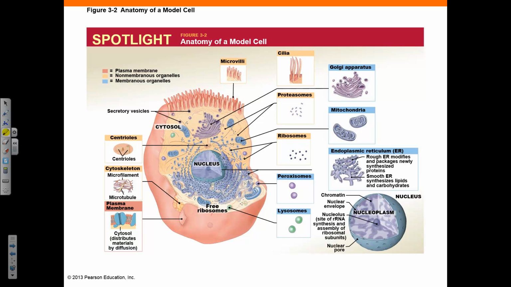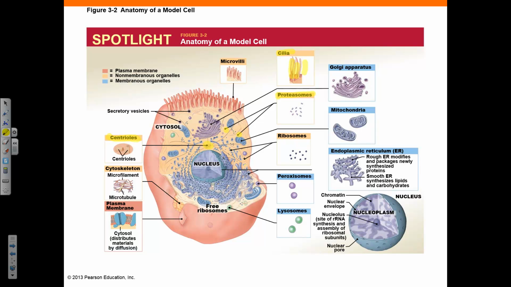The centrioles, seen here, play a role in the movement of chromosomes during cellular division. The cilia are long finger-like projections that extend from the outer surface of the cell and help move material over the surface of the cell. Cells with cilia are found in the reproductive and respiratory tracts. Proteasomes, seen here, are scattered throughout the cytoplasm. They contain proteolytic enzymes, which are enzymes that can help break down proteins.